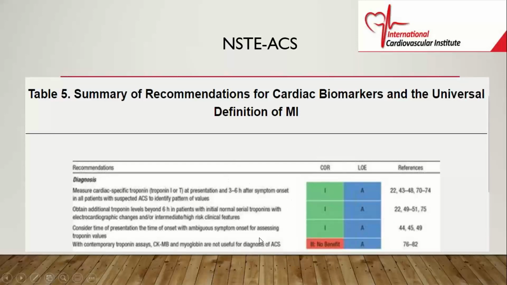So the importance of this slide is that we don't do CK-MB and we don't do myoglobin anymore. We don't do that. What you need is your troponin I or T, and as soon as they hit the ED, you get one, and then 3 to 6 hours thereafter. If it's going up, you still get repeated troponin. If it's going down, then you can just stop right there.